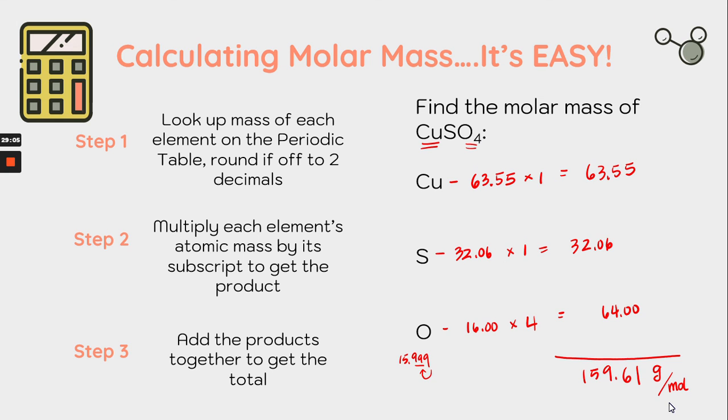This is the big math thing for this first lecture. Simply finding the molar mass, the mass of a mole. So the mass of Avogadro's number, 602 hexillion copper sulfate molecules, would be 159.61 grams.